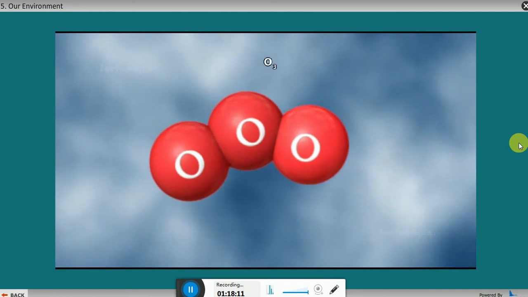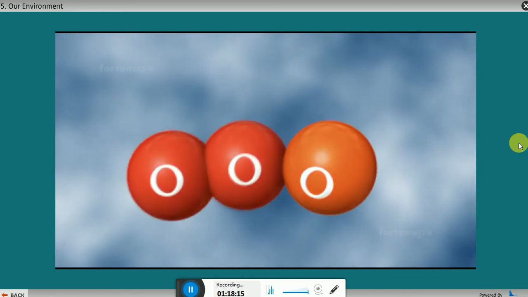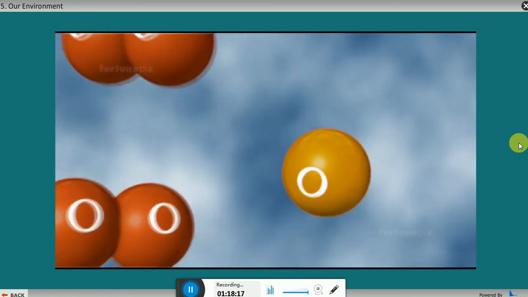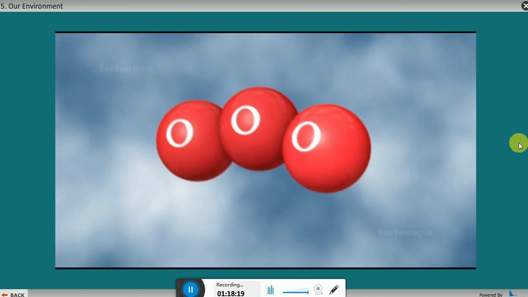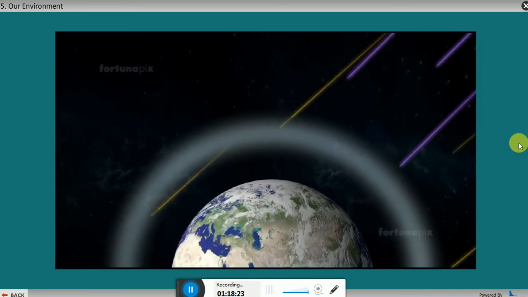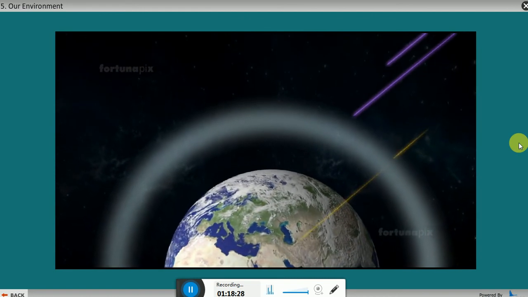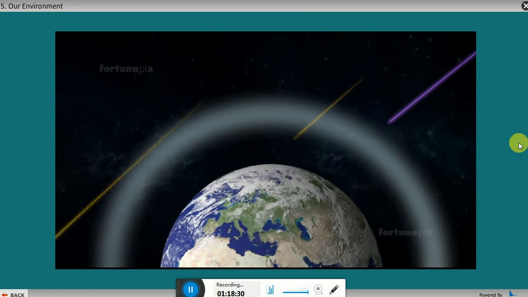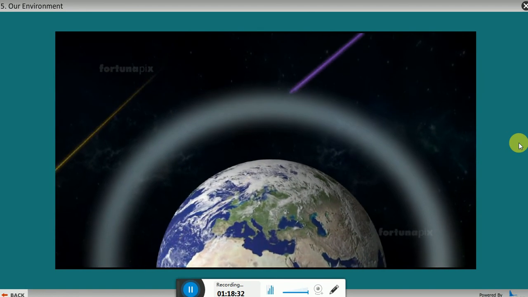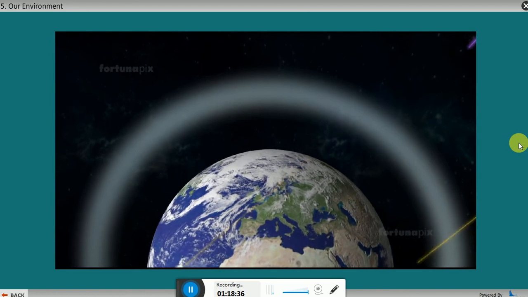The formation and destruction of ozone happens continuously at the same rate. As a result of this equilibrium, the amount of ozone in the atmosphere remains essentially the same. Although ozone molecules are only a tiny fraction of the molecules in the atmosphere, ozone plays a vital role in shielding life from harmful effects of ultraviolet radiation from the sun.